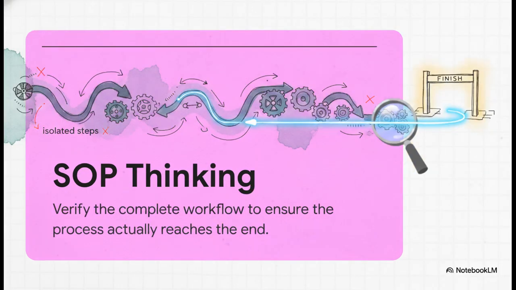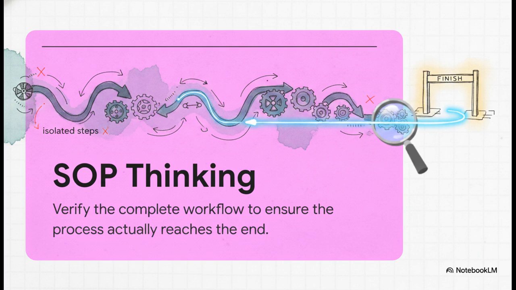Our final engineering connection here is SOP, or Standard Operating Procedure thinking. See, a lot of people try to verify every single isolated step of a process perfectly before moving on. The tracer bullet does the exact opposite. It verifies the complete workflow. It basically asks, can this entire process actually reach the finish line?